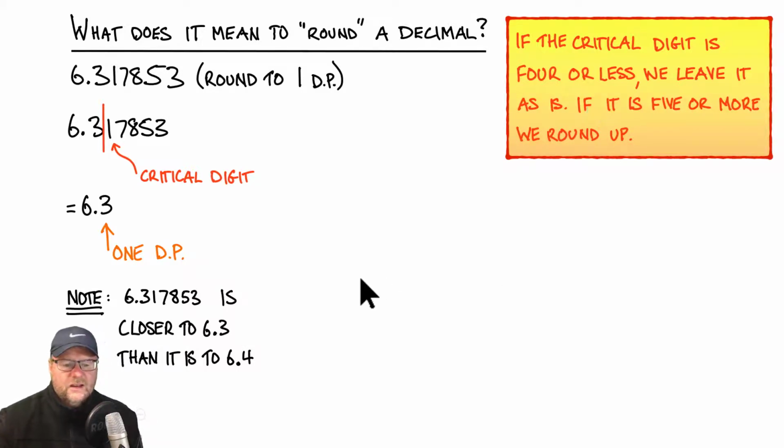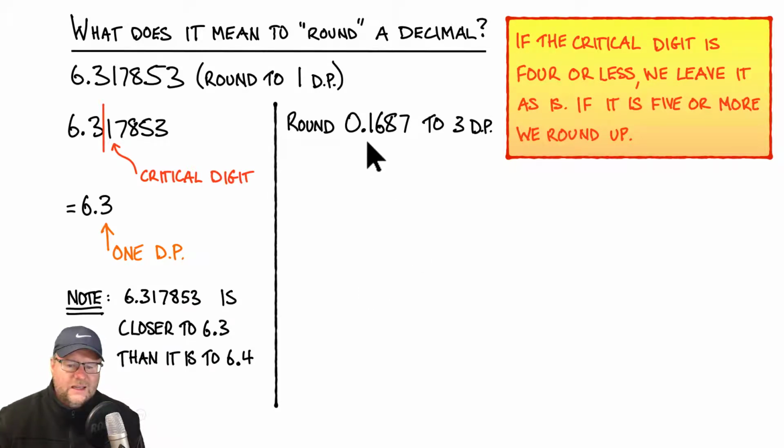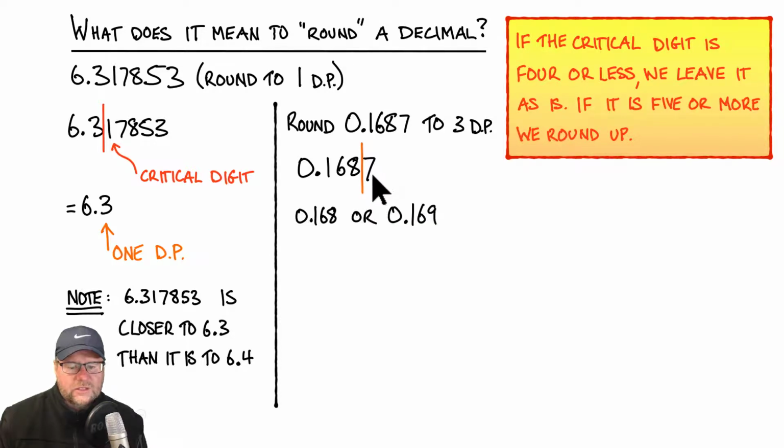All right, let's go through some more examples. Round 0.1687 off to 3 decimal places. So we start at our decimal and we count out. In fact, let's just rewrite it here. Start at our decimal, count out 3 places: 1, 2, 3. Then I'm going to chop it. I have a look at my critical digit, which in this case is 7. So according to my rule, 5 or more, I round it up. So it's either going to be 0.168 or 0.169. This is 5 or more, so I round it up to 0.169 because this critical digit was 5 or more.